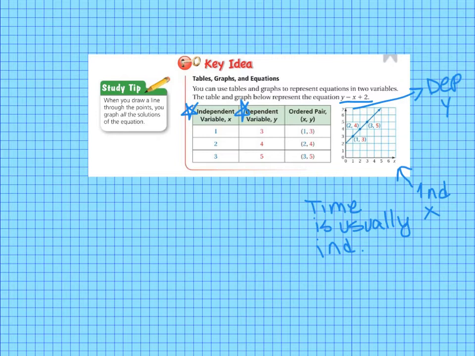So you can see here that all we've done is we put in 1 for x into our equation. So 1 plus 2 is 3, and then 2 plus 2 is 4, and 3 plus 2 is 5. And then that gives us our ordered pairs. And then we plot those points. We go across 1 and up 3, and across 2 and up 4, and so on. And then this is an important study tip. It says when you draw a line through the points, you graph all of the solutions of an equation. So it's not just the dots, it's all of the numbers in between.